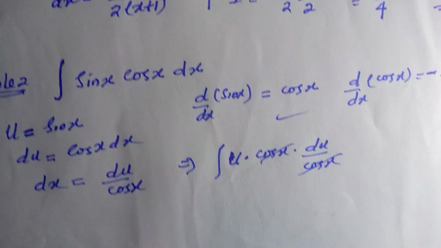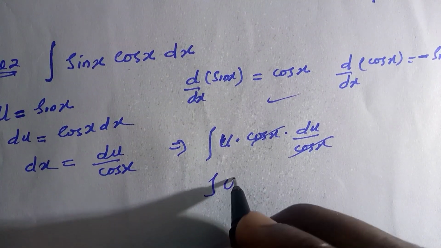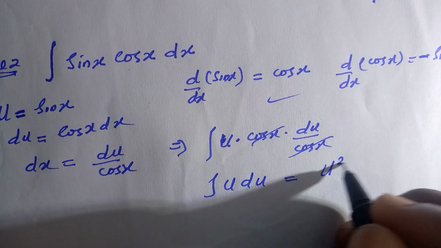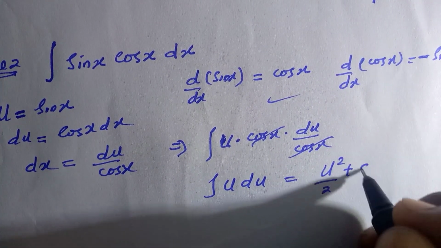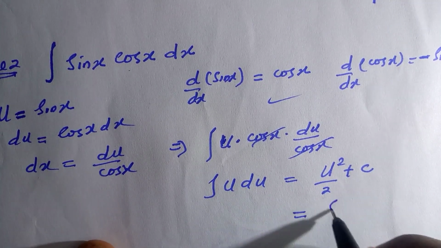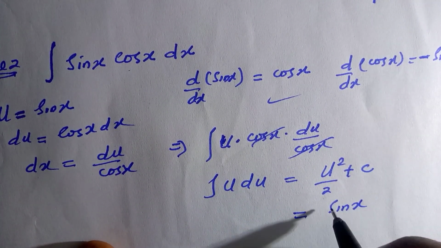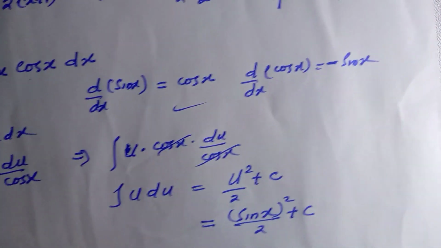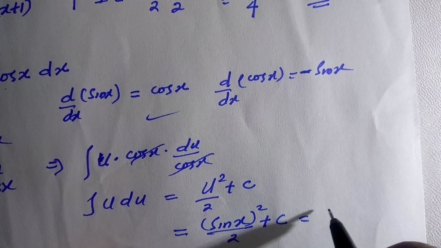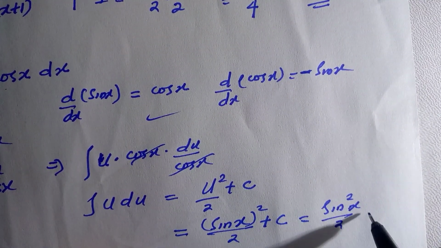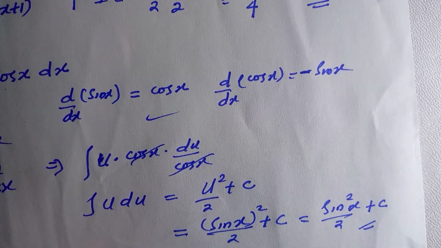If these two cancel, we have the next thing to be u du. By integrating this, we are going to have u raised to power 2 divided by 2 plus c. And don't forget the value of u, which is sine. We put it in the solution here as sine of x raised to power 2 divided by 2 plus c. You can leave it here, or you can let it be in the proper form as sine square x divided by 2 plus c. And that is the result.